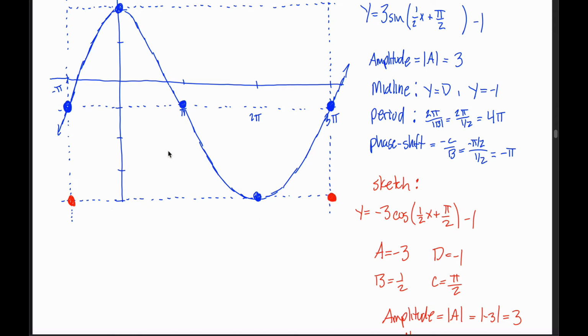Halfway in between those two should be a maximum, so it's going to go through this point, and halfway in between those points, I should be back on my midline. What I'm saying is I get these 5 points, which should be enough for me to sketch the graph of -3 cosine of 1/2 x plus pi over 2 minus 1.